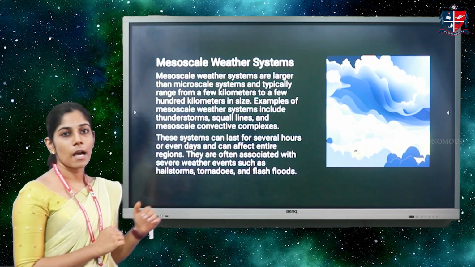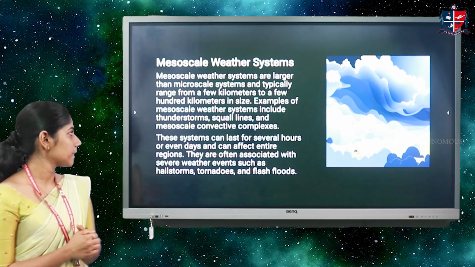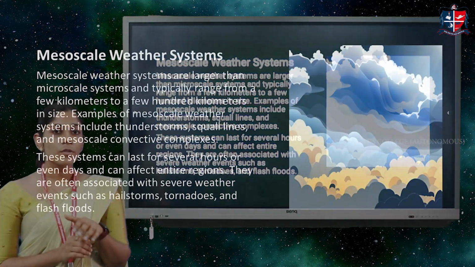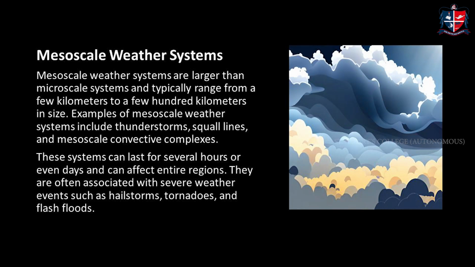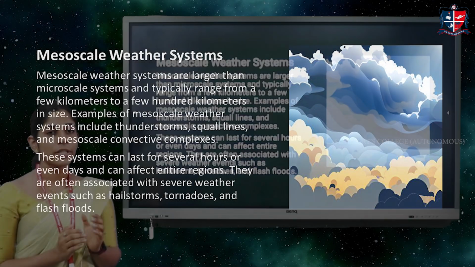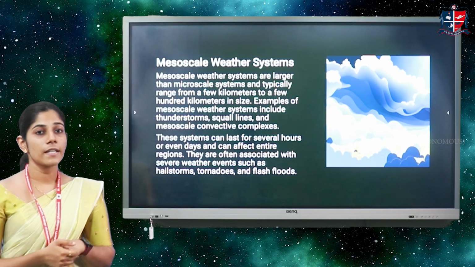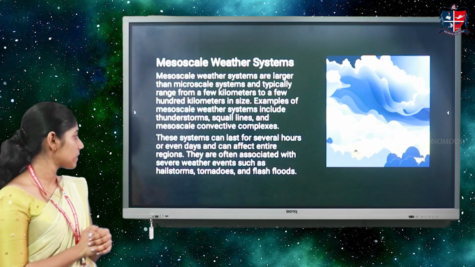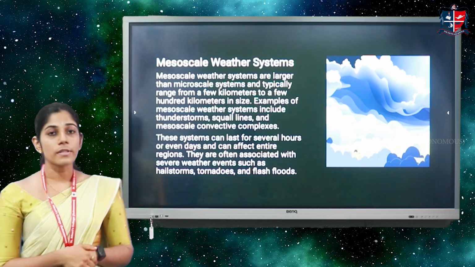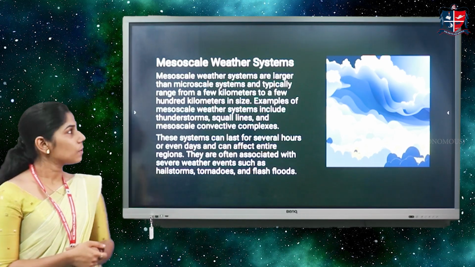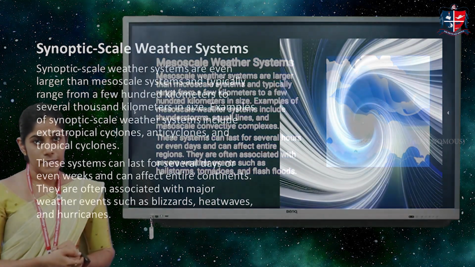The mesoscale weather system can last for several hours to a few days, and can affect the entire region. They are often associated with severe weather conditions such as hailstorms, tornadoes, and flash floods. So this is about the mesoscale weather system.